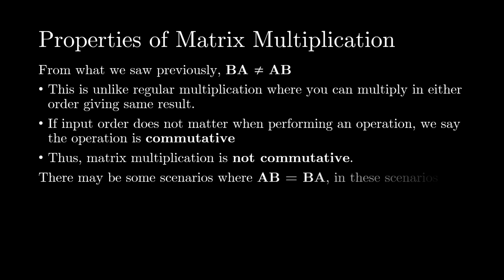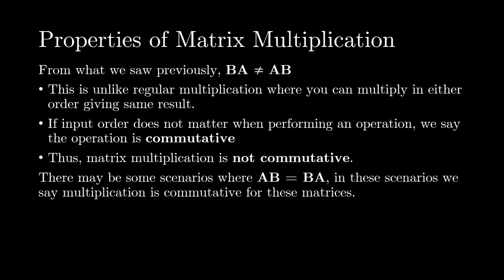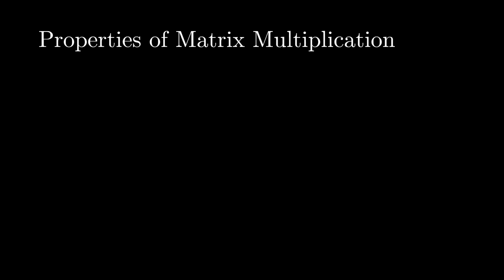There may be some scenarios where AB does equal BA. In these scenarios, we say multiplication is commutative for these matrices.